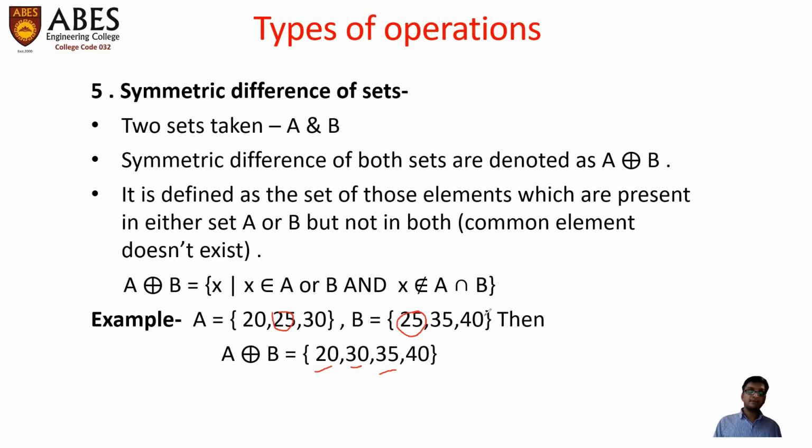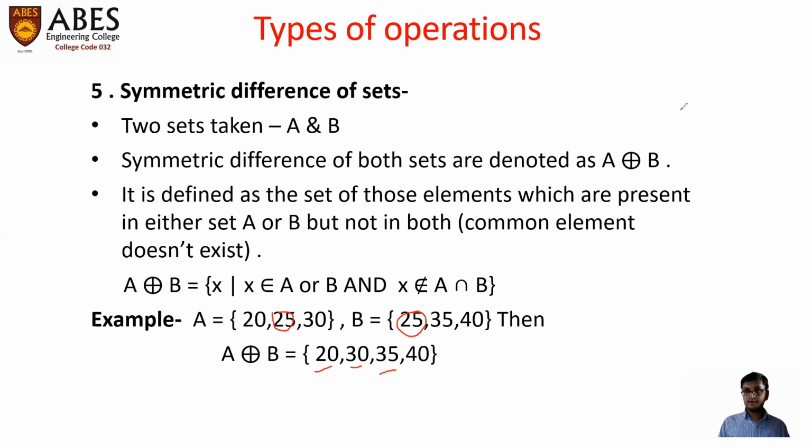Like we discussed in the union operation, there I am taking the elements from set A or B, but I am including the common element also. But in this operation, I am not including the common part. So only set A and set B elements are there.